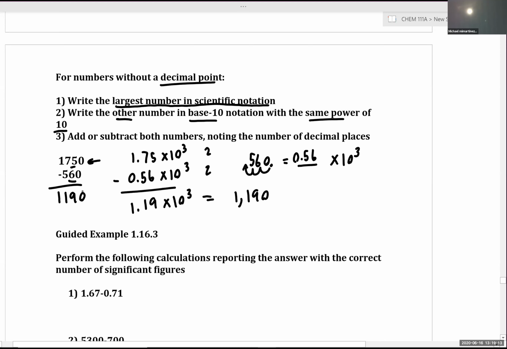I personally find converting numbers into scientific notation and base 10 notation makes it easier to apply these addition and subtraction rules. Does that make sense to everyone? Any questions on this?